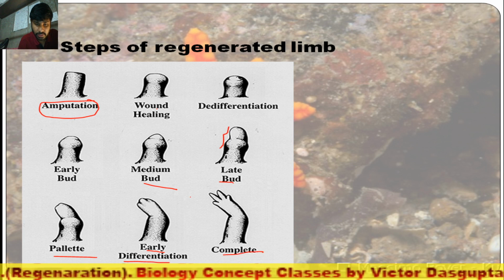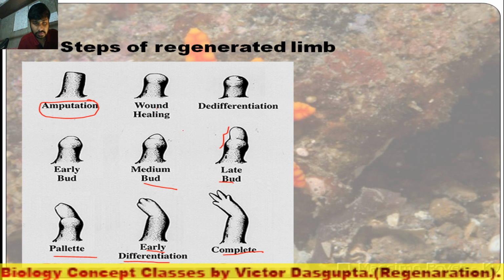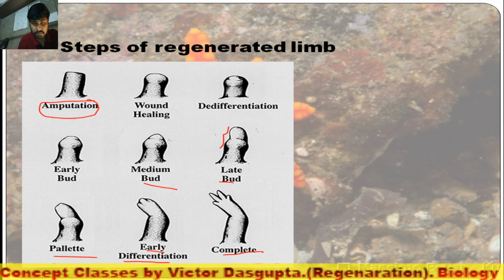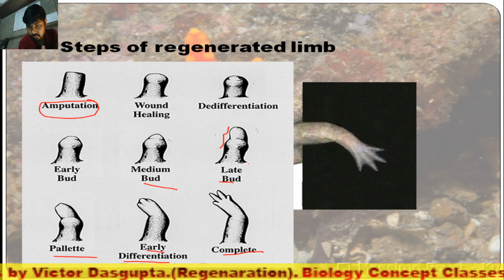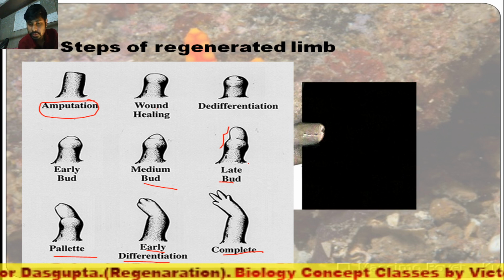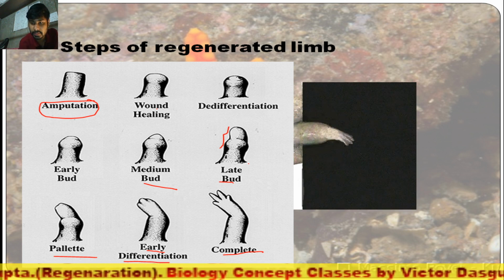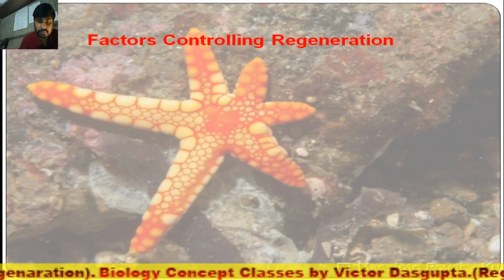After dedifferentiation, you can see the steps of regeneration. Here is a GIF file, you can see how it is growing on the limb. Okay, so pretty clear, the steps of regeneration.